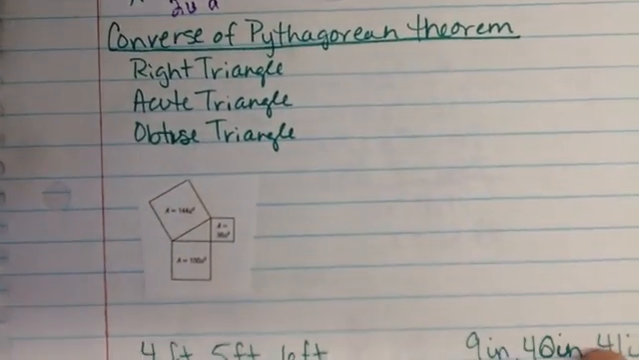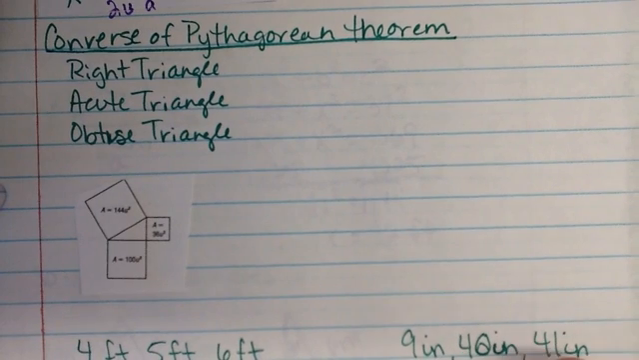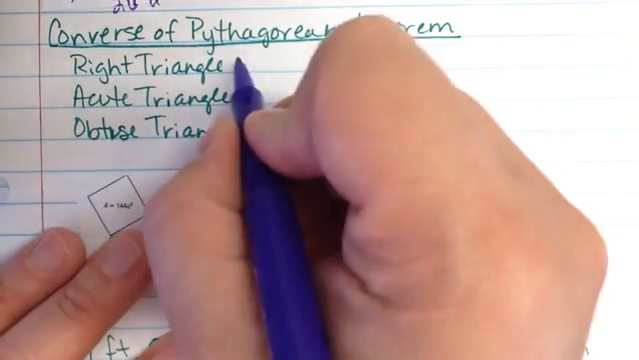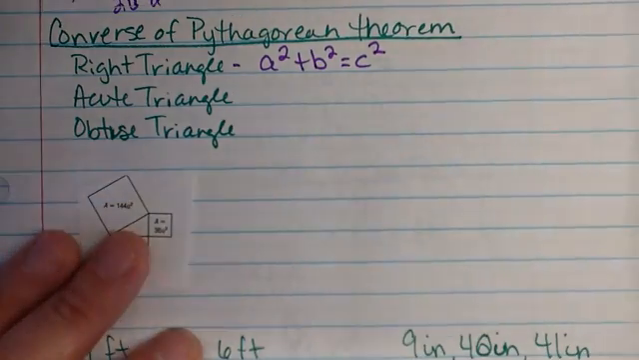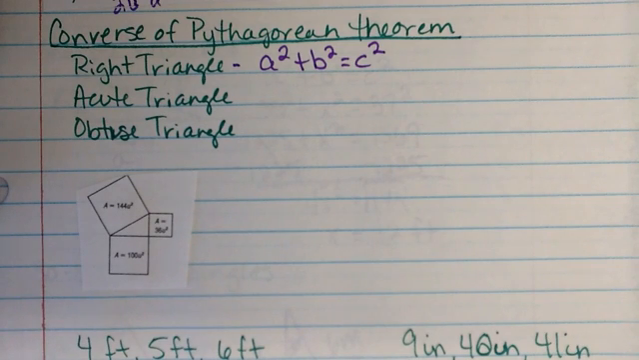Now this last part, the converse of the Pythagorean theorem. Okay, the converse of the Pythagorean theorem is just when you look at the triangle. If a triangle has side lengths of A and B with the longest side of length C, then you would have A squared plus B squared equals C squared. So the converse of the Pythagorean theorem, you're going to use the Pythagorean theorem of a right triangle. So that was A squared plus B squared equals C squared.